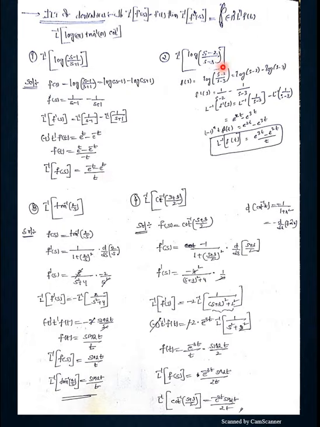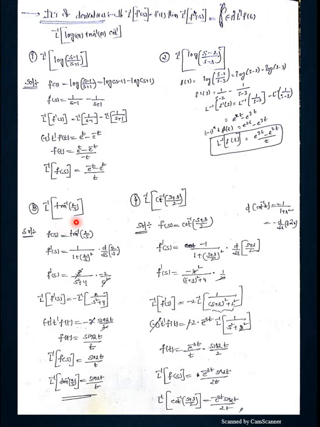Come to problem number 2. Log of (s minus 2) by (s minus 3), the same. Take F of s, log a minus log b, and differentiate both sides. The derivative of log of (s minus 2) is 1 by (s minus 2), and the derivative of log of (s minus 3) is 1 by (s minus 3). You apply inverse on both sides, so it can be given like this.